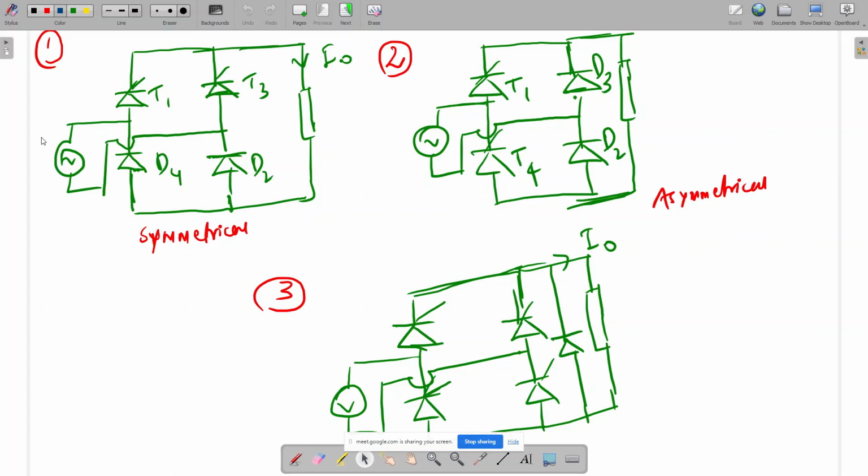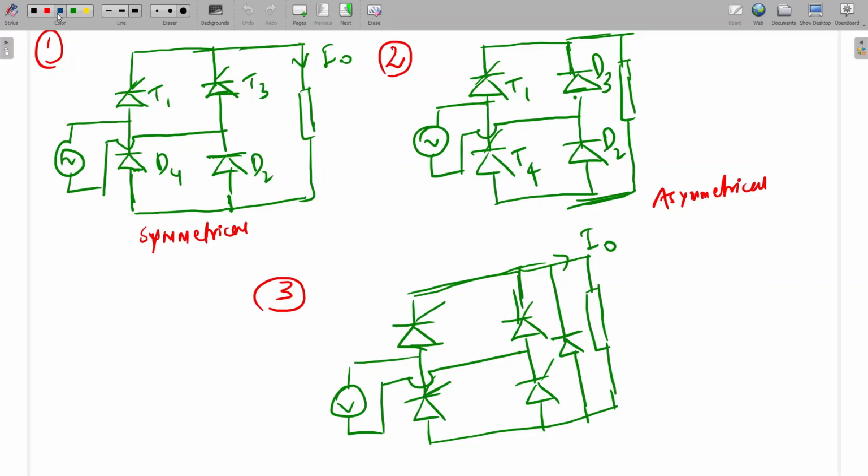So in today's session, I will discuss the semi-converter. Like in the previous session, I discussed the full bridge converter. For the semi-converter, these are the three possible configurations. If any of these circuits appears in a question, we can consider it as a semi-converter. One by one, I will explain all the circuits.